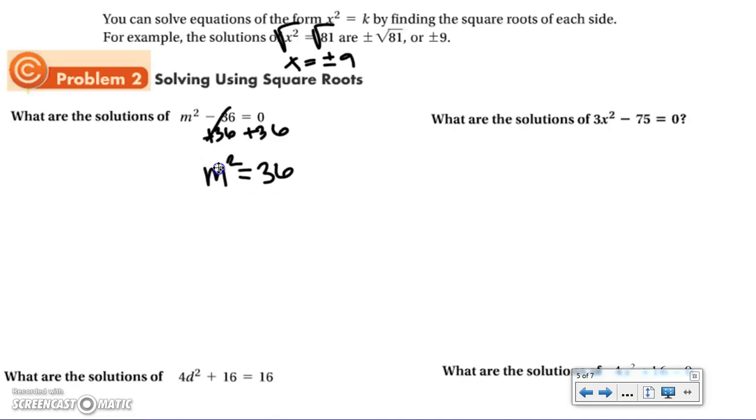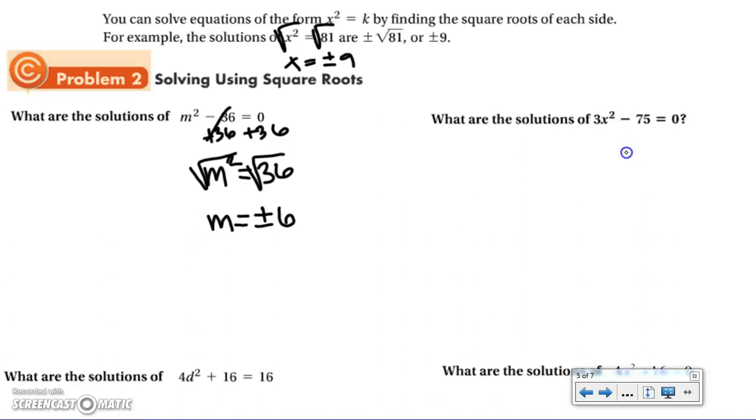So to undo the squared, I must square root both sides. In doing that, I get m by itself, and square rooting 36 gives me plus or minus 6, which means I have two solutions. One is positive 6 and one is negative 6. So once again, if you're thinking about the graph of this equation, it would cross your x-axis at 6 and negative 6.